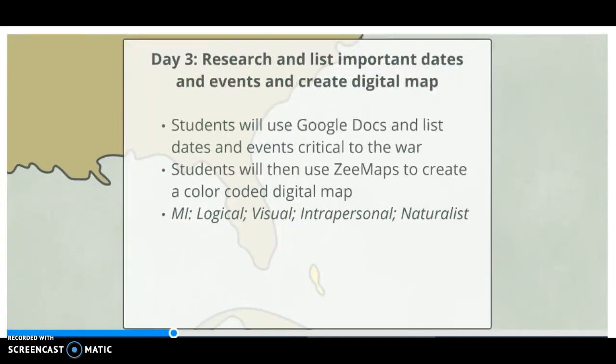So day 3, research and list important dates and events to start and create a digital map. I liked Z-Maps because it was easy for students to use. It can be a map around the world. It's color-coded.